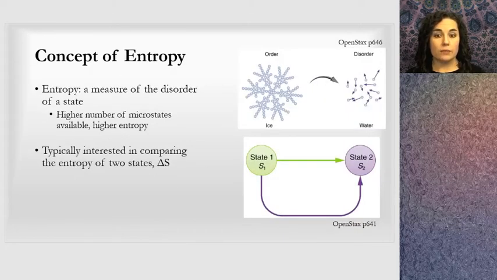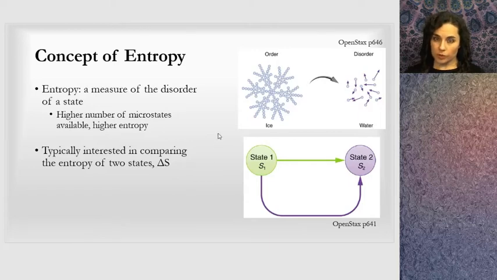Entropy describes the measure of disorder in a state. When we're thinking about states, there's an initial state and a final state, and we measure how much disorder is in the initial state and how much disorder is in the final state. An example would be ice melting to water. In the initial state, the water molecules are very ordered in the ice crystal. But when they melt, there's heat being added to the system. All of these molecules gain kinetic energy, and there's more disorder. There's more random motion. There's more states of energy for these molecules to be in. So the higher the number of microstates available, the higher the entropy.